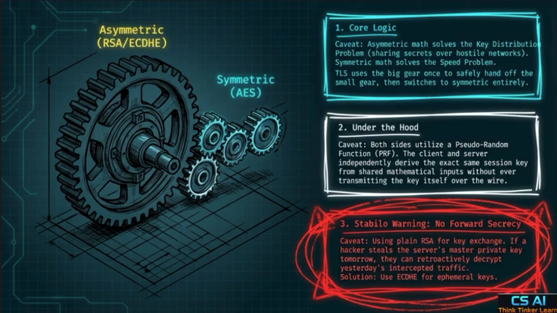A critical warning here: if you're using plain RSA for key exchange, you lose forward secrecy. If an attacker steals your server's private key tomorrow, they can retroactively decrypt every packet that they intercepted yesterday. Always use ECDHE for ephemeral keys to ensure today's secret stays secret tomorrow.